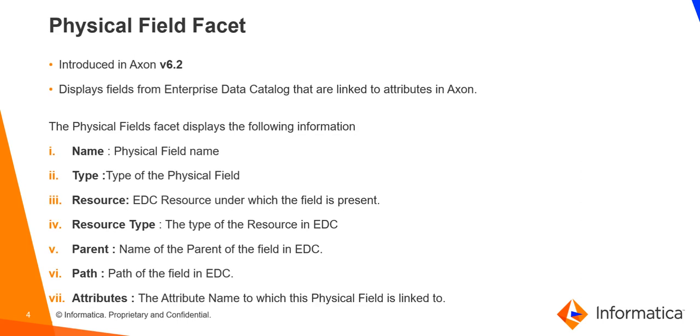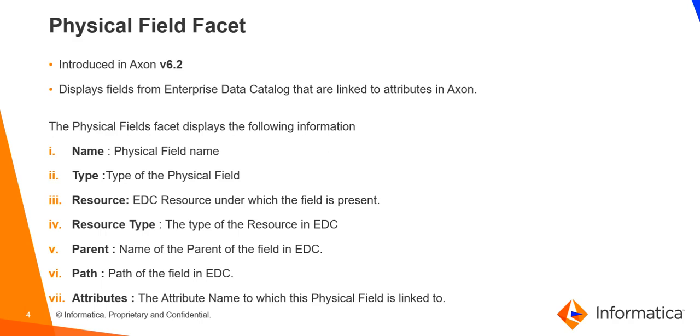Next, the physical field facet. This facet was introduced in Axon version 6.2. It displays all the physical fields from the enterprise data catalog that are linked or associated to one or more attributes in Axon. The physical field facet displays the following information in the Unison grid.